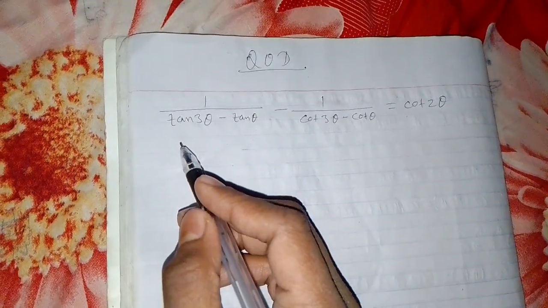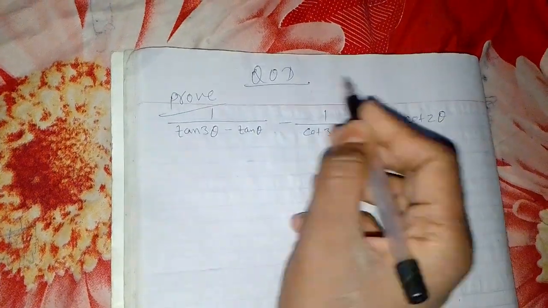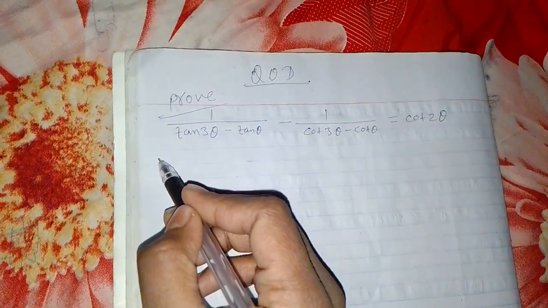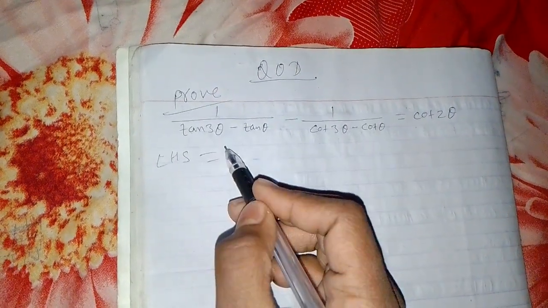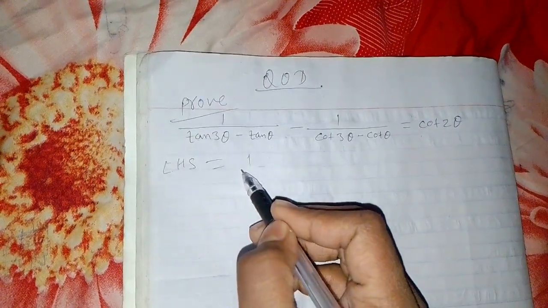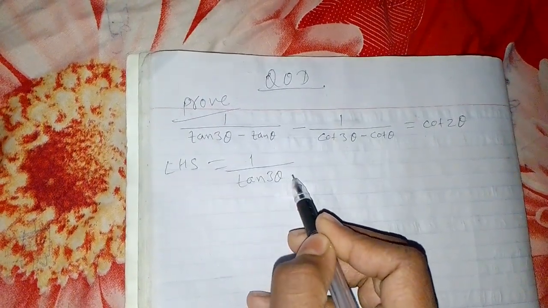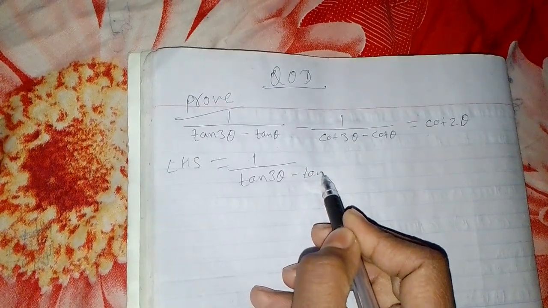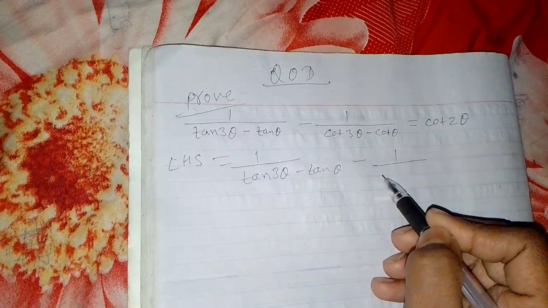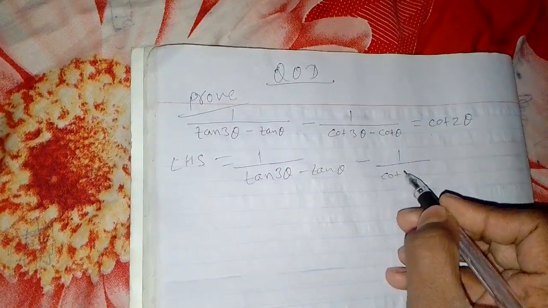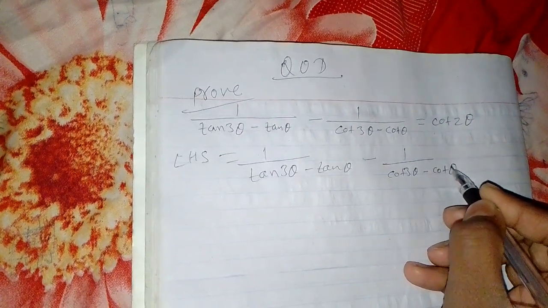Okay, so how do you prove this? We have to prove this identity. So how do you prove this identity? You can just start from the LHS, and the LHS is 1 over tan 3 theta minus tan theta, minus 1 over cotangent 3 theta minus cotangent theta.